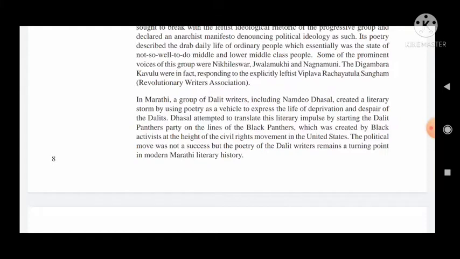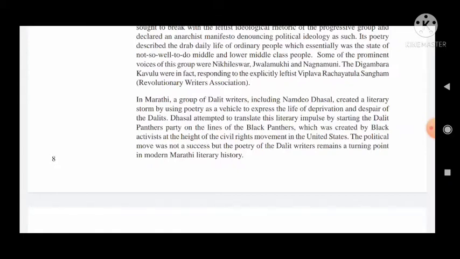Some of the prominent voices of this group are Nikileshwar, Jwalamukhi and Nagna Muni. The Digambara Kavalu were in fact responding to the explicitly leftist Biplava Rachayatula Sangham, the Revolutionary Writers Association.